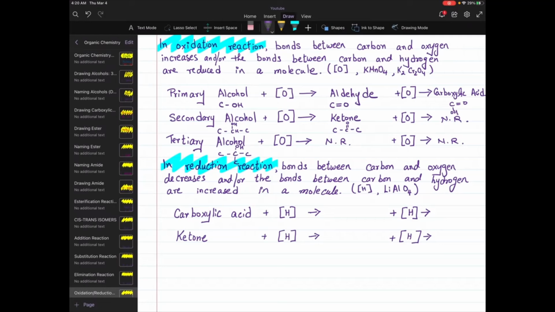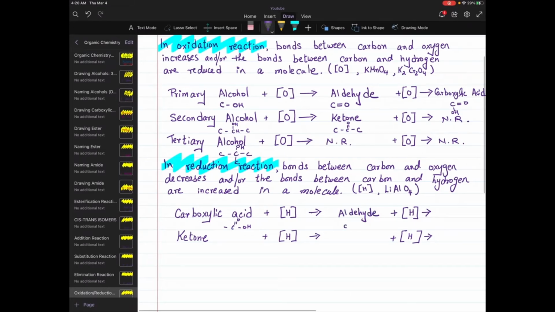So, a carboxylic acid, with the carbon double bonded to the oxygen and single bonded to the hydroxyl group, when it undergoes a reduction reaction will lose or reduce the number of bonds between the carbon and the oxygen. So a carboxylic acid undergoing a reduction reaction will produce an aldehyde, and because the aldehyde will have a carbon double bonded to the oxygen and attached to the carbon chain, we have lost one bond between carbon and the oxygen.